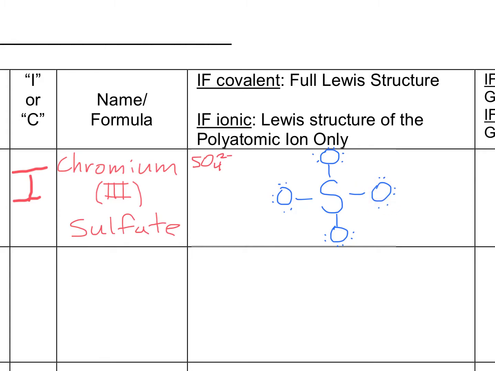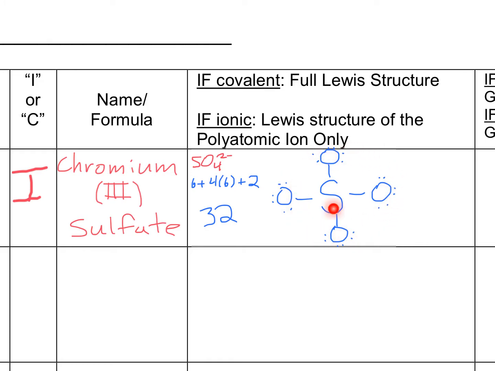At this point, we need to stop and count all of our electrons to see if there are any more or if we've used too many. Sulfur has 6, plus I have 4 oxygens, each of which have 6, plus I have a 2 negative charge, so 2 more electrons were added to the whole pot. So that's 24 there, plus 6 is 30, plus 2 is 32. So we have 32 total electrons to play with here. 2, 4, 6, 8, 10, 12, 14, 16, 18, 20, 22, 24, 26, 28, 30, 32. We've used up all the electrons.